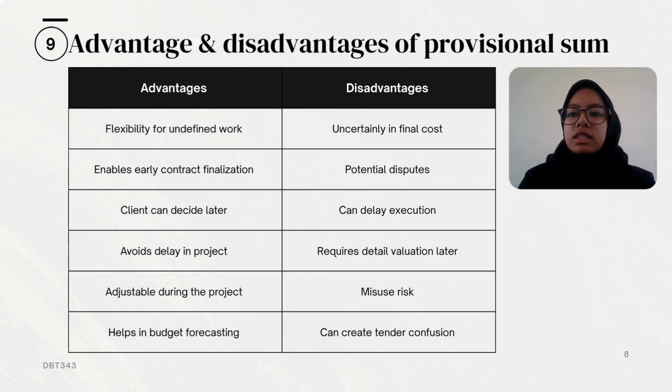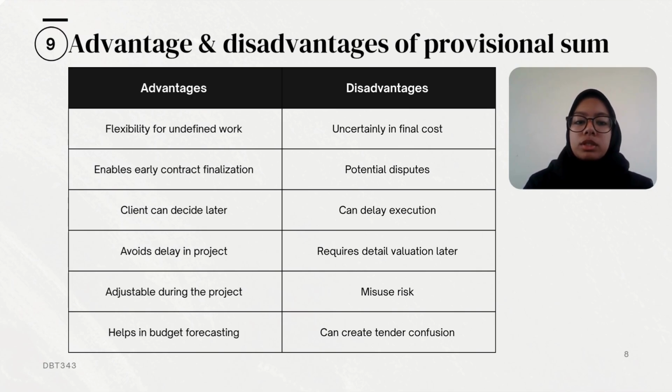After that, the advantages and disadvantages of provisional sum. First, flexibility for undefined work, to allow inclusion of work that is not yet fully detailed at the time of tender, such as landscaping or specialist installation. Second, it enables early contract finalization. Contractors can price their project without waiting for every scope detail to be finalized. Third, the client can decide later, giving the client or consultant more time to make informed decisions. Fourth, it avoids delay in project commencement. The project can start without needing to confirm every element upfront.